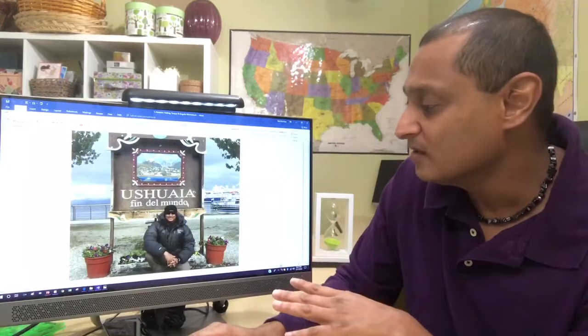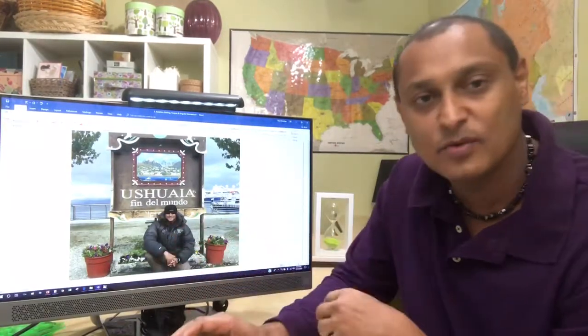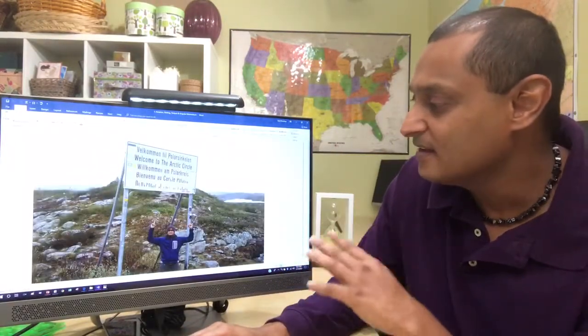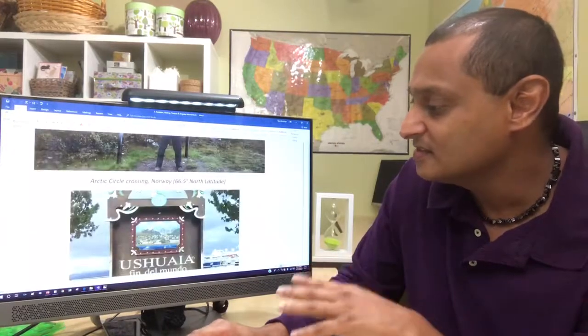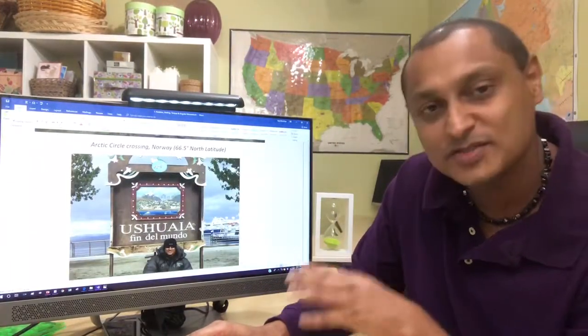This is the other end of the world. This is the southernmost city of the planet, Ushuaia. It literally means the end of the world in Argentina. So this is the far north in the Arctic Circle. This is the far south in Argentina, in the town of Ushuaia.